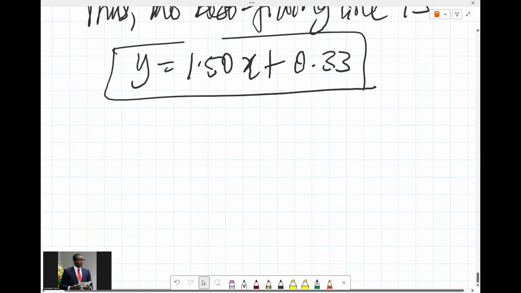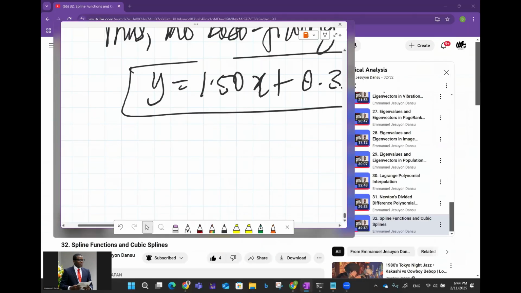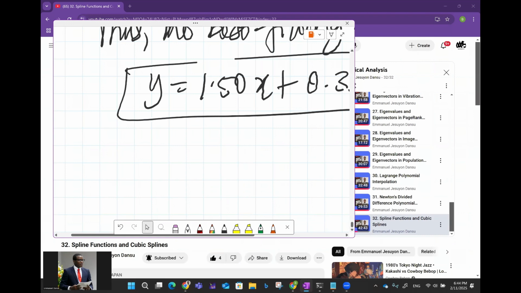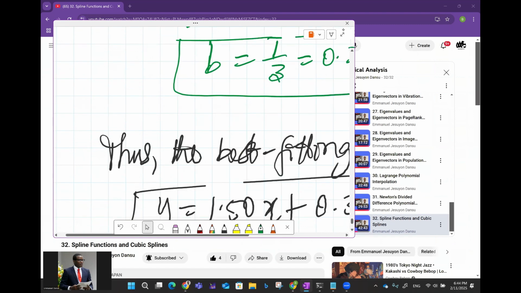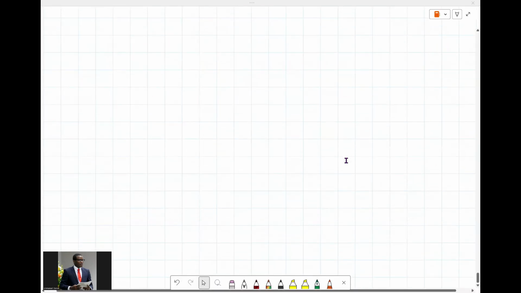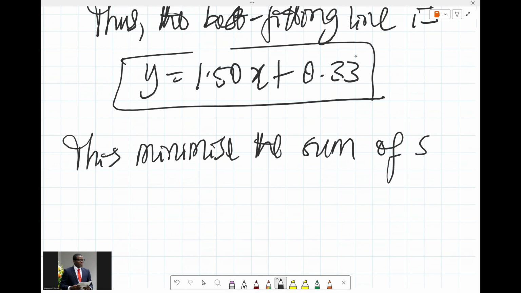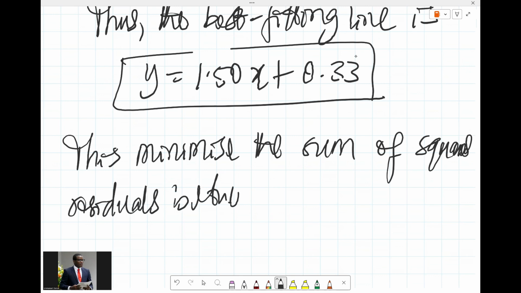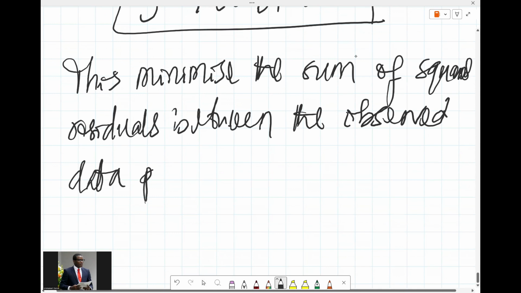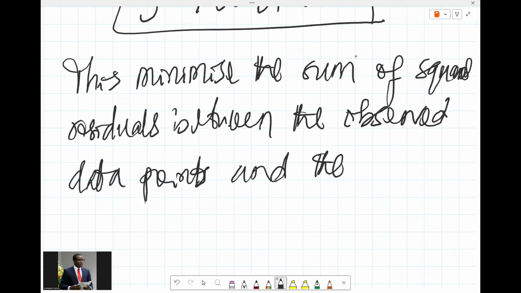In conclusion, the least squares method successfully finds the best fitting line, y equals 1.50x plus 0.33, which minimizes the sum of squared residuals between the observed data points and the predicted values.